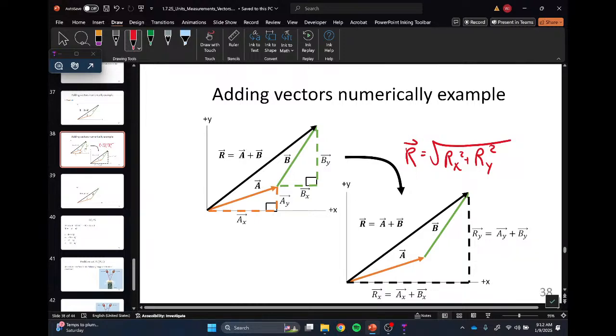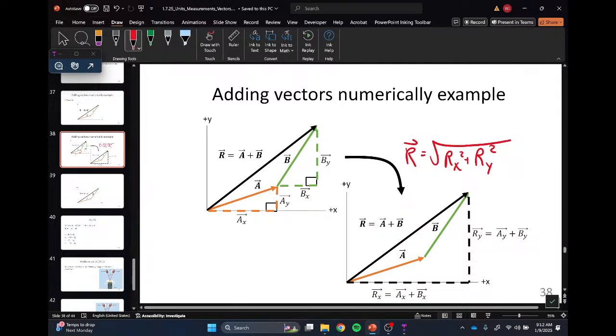So this is going to be a really common trend. Take vectors, break them into x and y, combine all the x's, combine all the y's, and then at the end, Pythagorean's theorem to recombine them. That's going to be the process you're going to see a lot in this class. If you're good at it, problems will be easier. If you're not good at it, problems are going to be harder. So it's a skill that you really, really want to get solid. And we're going to get a lot of practice with it this semester.